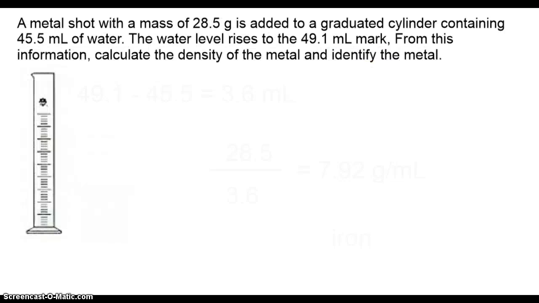In this next problem, we see that we have a metal shot, which is just like a BB, I guess would be the best way to think about it, and it has a mass of 28.5 grams. It's added to a graduated cylinder containing 45.5 milliliters, so that's a volume, of water. The water level rises to the 49.1 milliliter mark. From this information, calculate the density. So we're trying to find density here, and we're going to identify our metal.